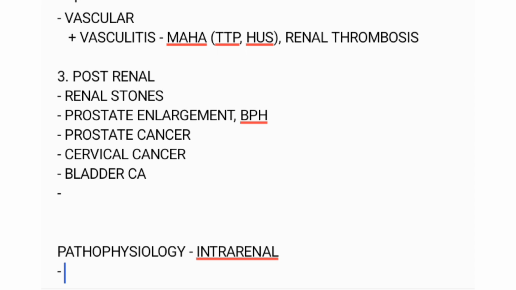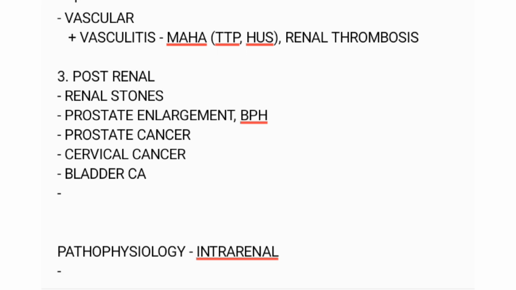Then we also talked of why there are white cell casts and RBC casts on the microscopy. Okay, because we said the leukocytes form white cell casts, then the RBCs, since they can pass through the filtrates, also form RBC casts. So basically that's the pathophysiology about the intrarenal pathophysiology.